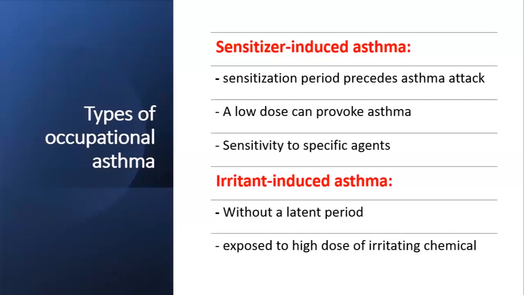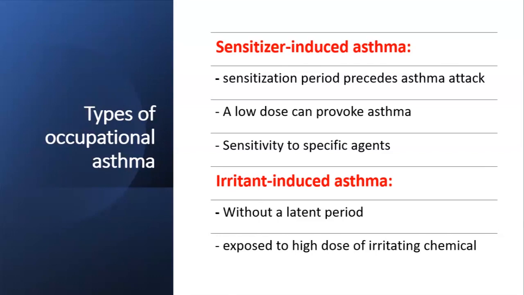So there are two types of occupational asthma, as I alluded to. There is sensitizer-induced asthma. So somebody becomes sensitized to a chemical, maybe a gas, a fume, or something, and this may take up to a year or more, right? But once you encounter that substance again, it's going to trigger an asthma attack. So a low dose can provoke asthma, and people are sensitive to specific agents. And some workers may be sensitive to an agent while others are not.